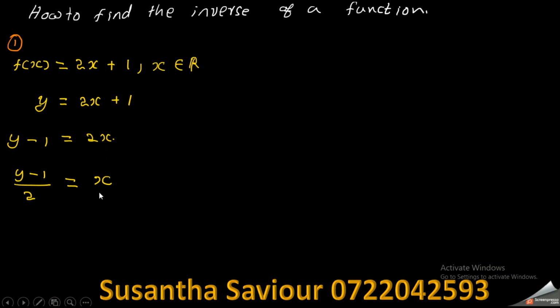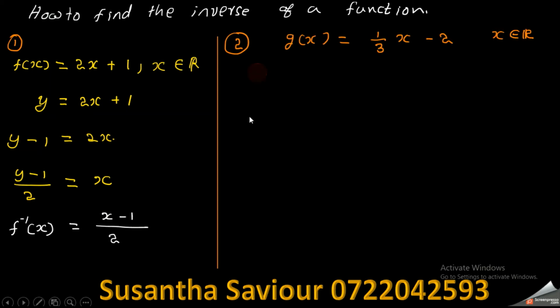In this case, we write this as f inverse, and this y is replaced by x. So our f inverse of x is equal to (x - 1)/2, right? And then we will move on to the next example.